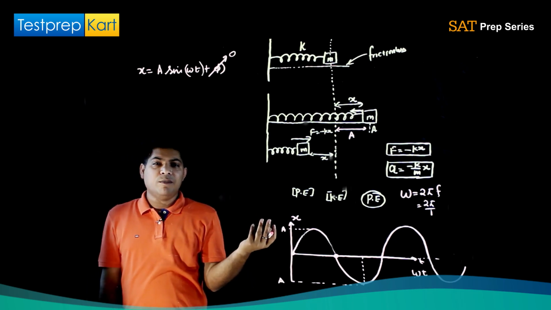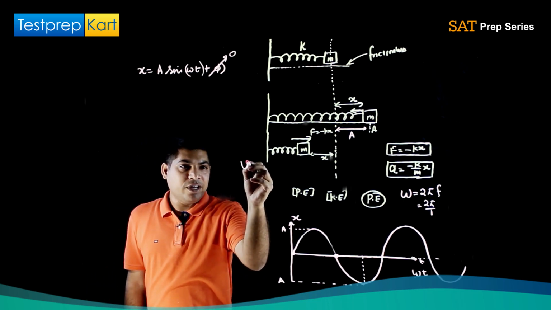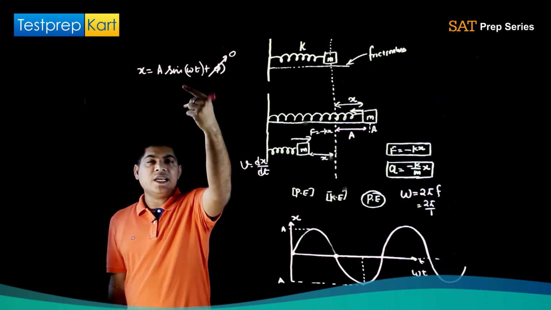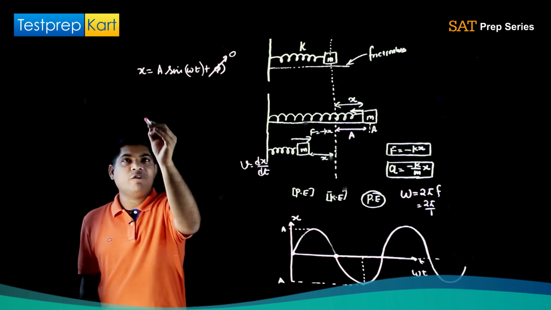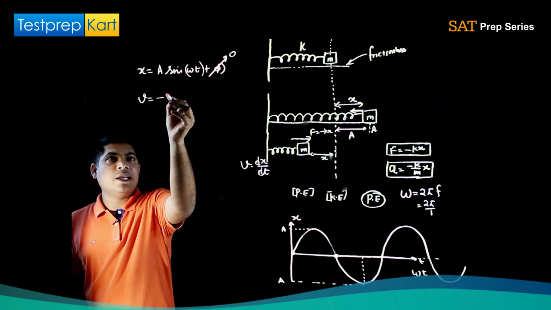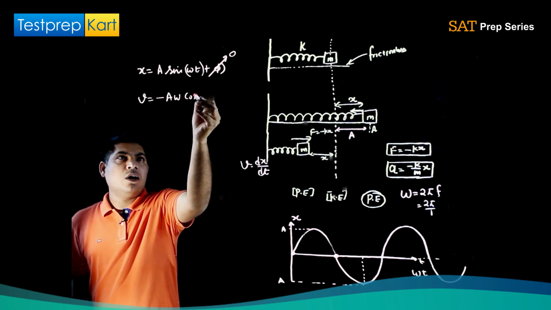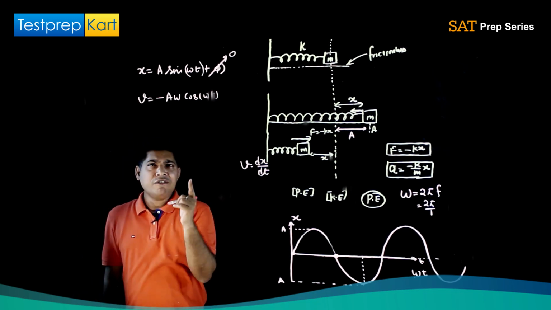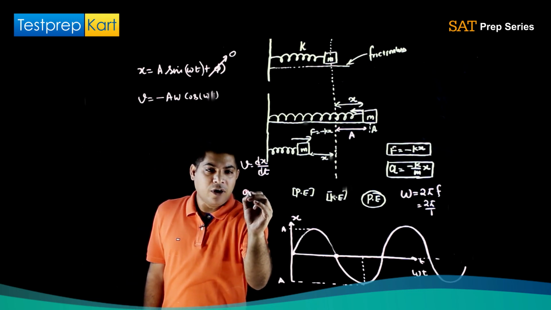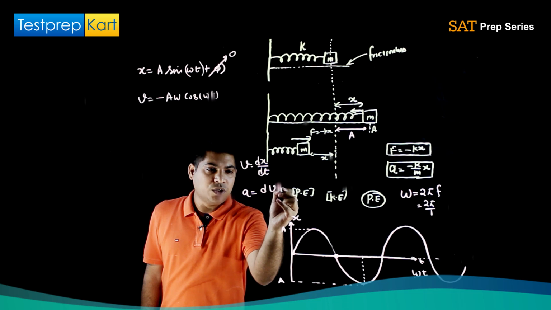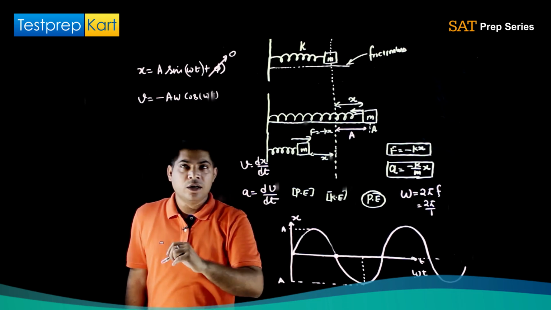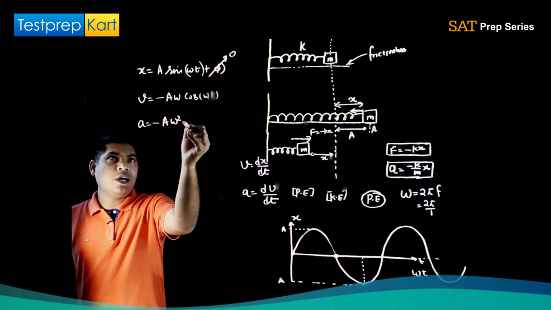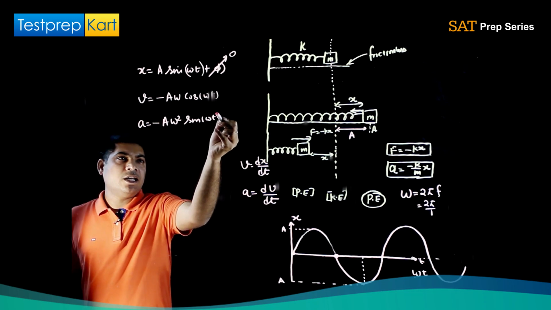So let's use some basic fundamentals of kinematics, like velocity of any object is equal to the rate of change of displacement. So let's differentiate this equation with respect to time. What we'll get? We'll get v equals minus A omega cos omega t. So we got the second relationship. Now we will further differentiate this equation for acceleration, that is a equals dv over dt. We'll get a equals minus A omega square sine omega t.